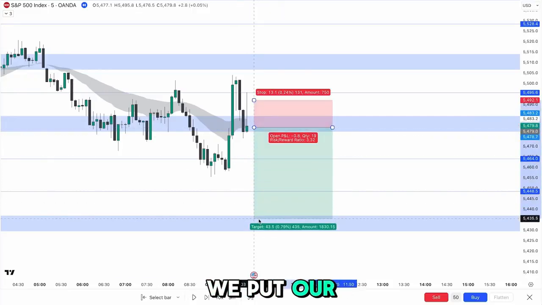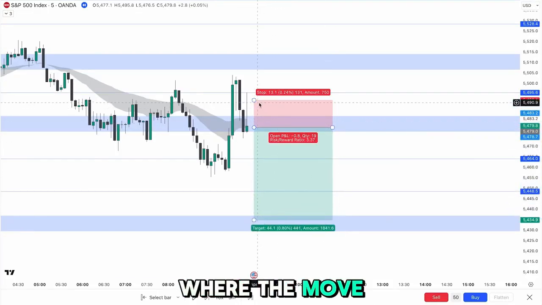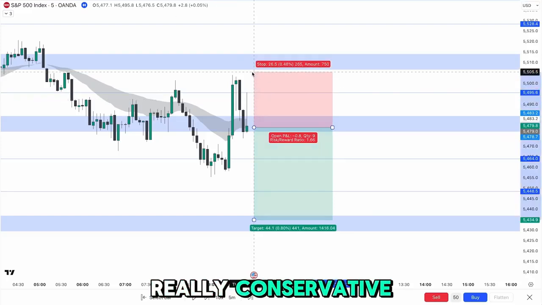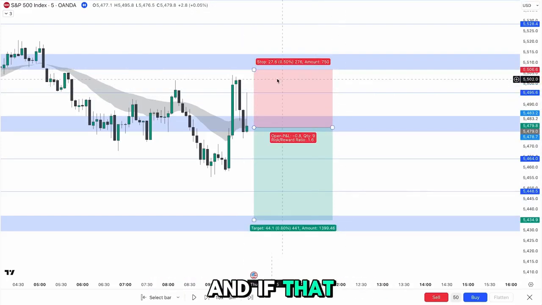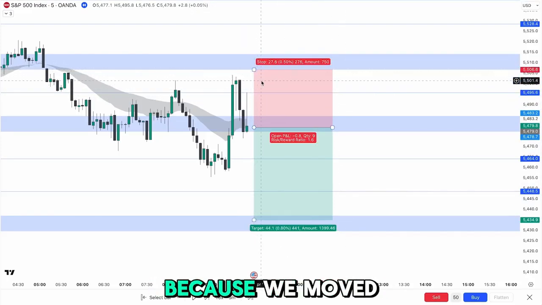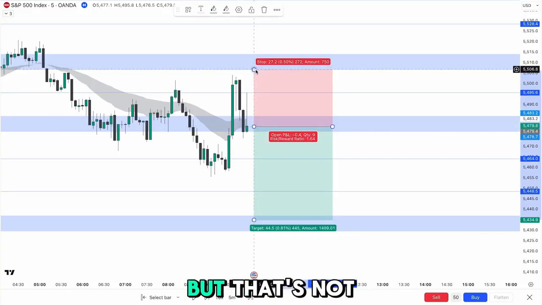And where do we put our stop loss? Well, we want to put our stop where the move would be invalidated. So if we want to be really conservative, we could place it at the supply level here. And if that hits, it obviously means our level-to-level move was wrong because we moved to supply before we hit demand. But that's not really necessary.